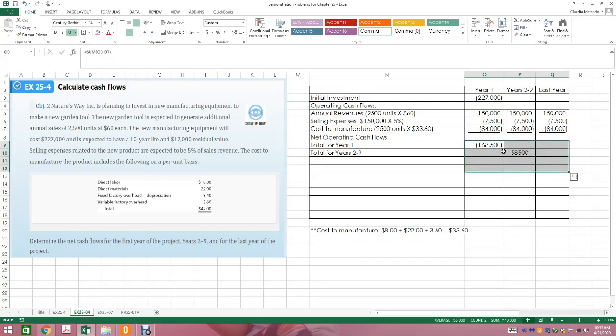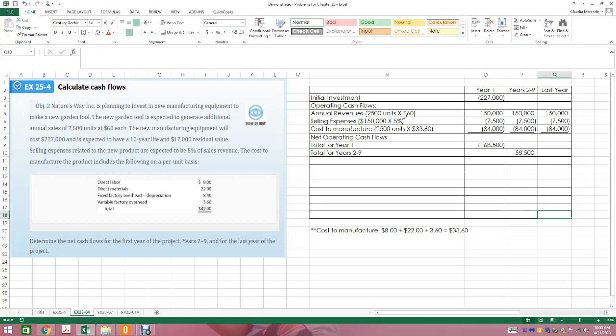Now year number two, I went ahead and made 150,000 positive for my revenues. I spent 7,500 in selling expenses and 84,000 in my cost to manufacture. So years 2 through 9, every year, that means year 2, I made 58,500. Year 3, I made 58,500. Year 4, I made 58,500. So on and so forth. Now I'm working on my last year.